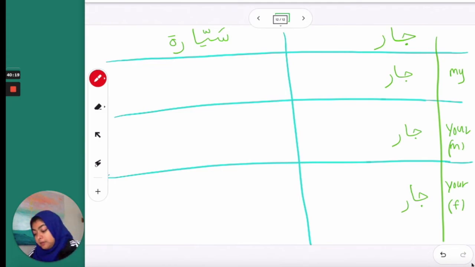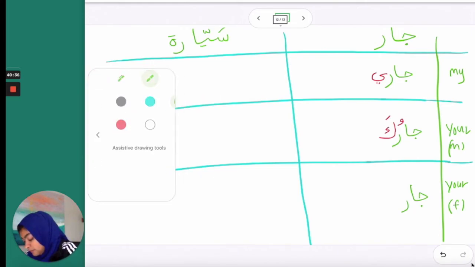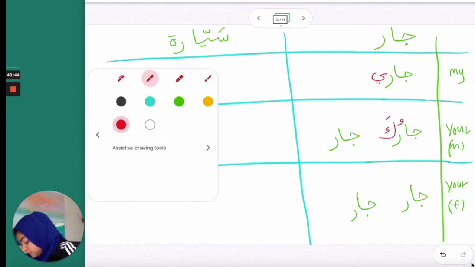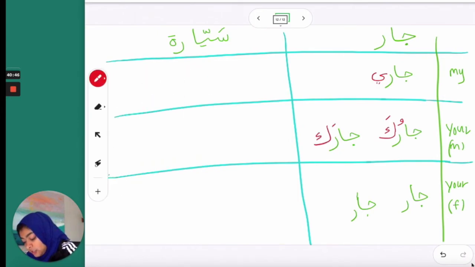Okay, my neighbor, we're going to say jari. Because the letter ra doesn't connect, none of these are going to connect. Jari, my neighbor. Okay, your neighbor. You want to be super Fusha? Jaruka. If you want to pronounce it a little bit more like dialect, a little bit easier pronunciation, we're going to say jarak. So either one is fine. Jaruka, jarak.